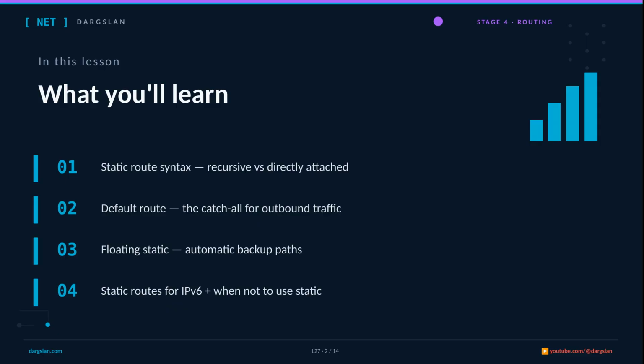First, we'll break down static route syntax and look at the real difference between a recursive lookup and a directly attached next hop, a distinction that trips up a lot of engineers. From there, we'll cover the default route, the catch-all that handles everything you haven't explicitly defined. Next, we'll get into floating statics, which quietly sit in the background as backup paths. And finally, we'll touch on static routes in IPv6. And just as critically, the moments when reaching for a static route is the wrong call.